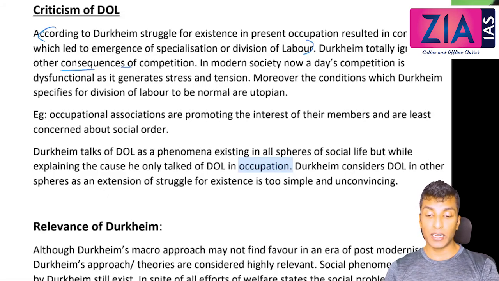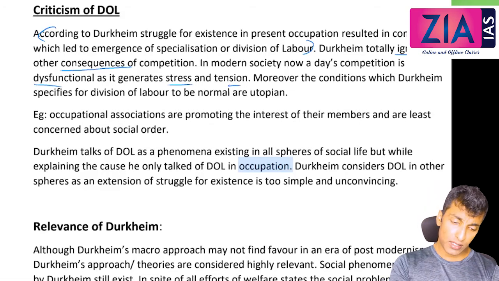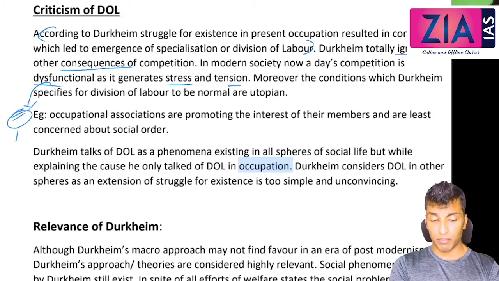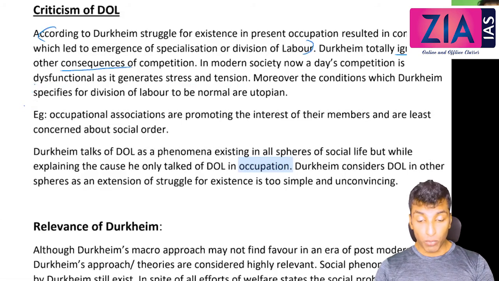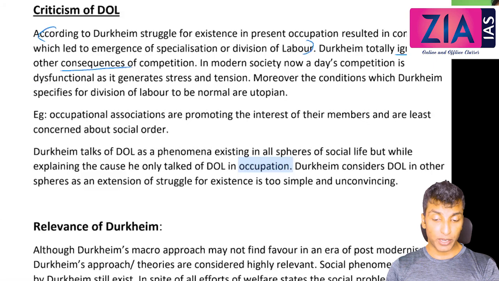In modern society nowadays, competition is dysfunctional as it generates stress and tension. But Durkheim talked about this dysfunction in its pathological form, but that is temporary. In modern society, you can see this dysfunction across stress, tension and competition. Moreover, the conditions which Durkheim specifies for division of labor to be normal are utopian. It definitely won't come into existence, and it is not possible.